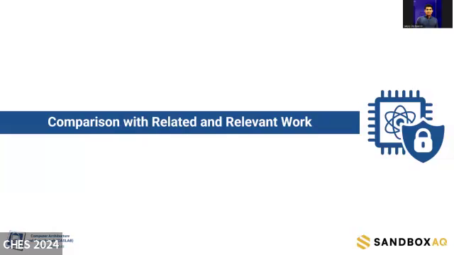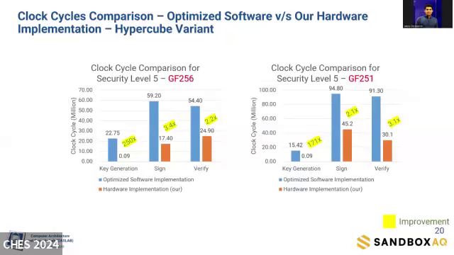Now coming to the comparison with the related work, the only related work that we could compare our work directly against is the optimized software implementation for SDITH. From the plots, we can see that in terms of key generation, there is a significant amount of improvement in terms of overall clock cycles. And this is because the key generation algorithm itself has some algorithmic level parallelism.